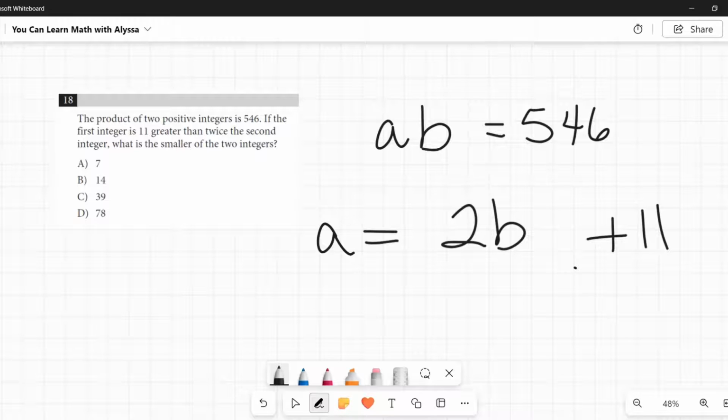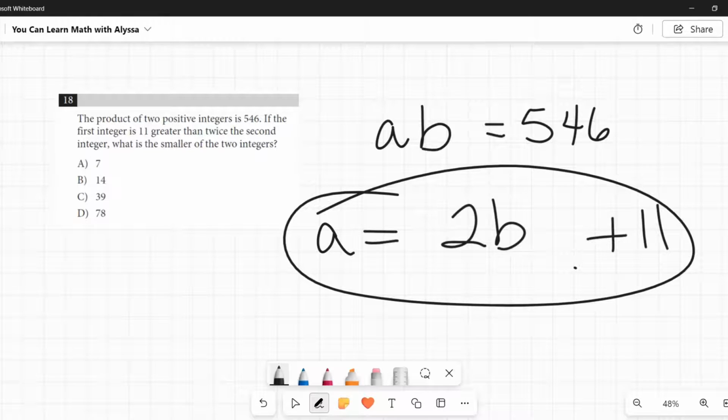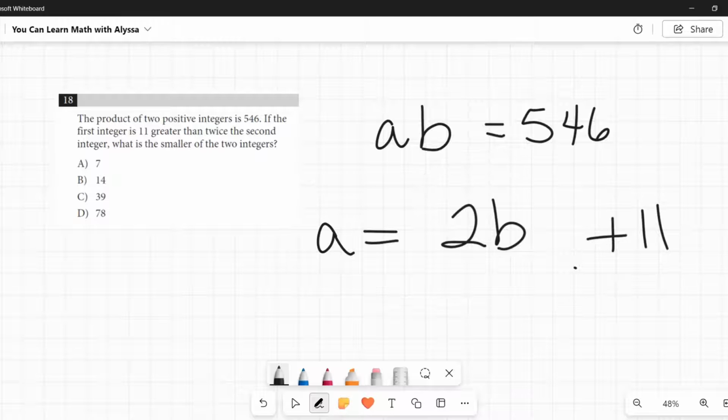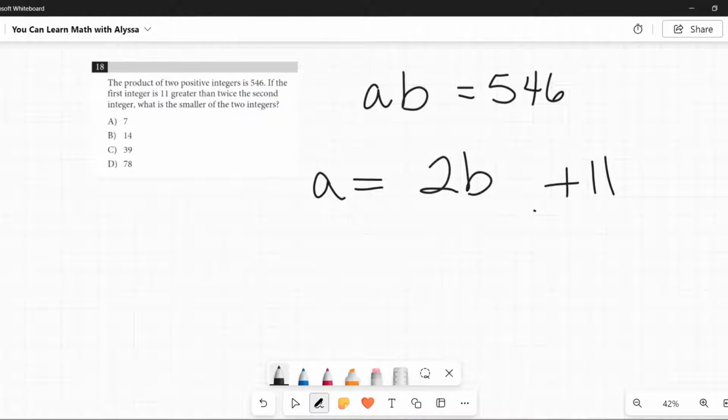Well, now I have a system of equations. A times B equals 546 and A equals 2B plus 11. Now I can use substitution to try to solve this. I'm using substitution because I already have A is equal to this. So if A is equal to 2B plus 11, I can plug 2B plus 11 up here in for A. So that's what I'm going to do.